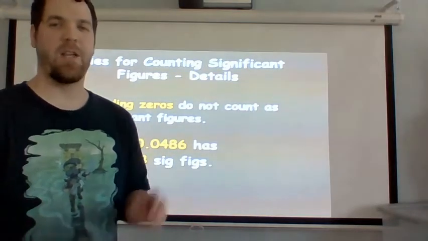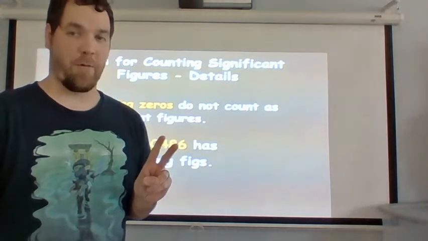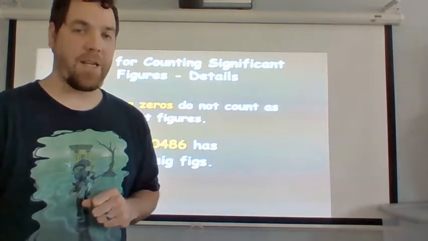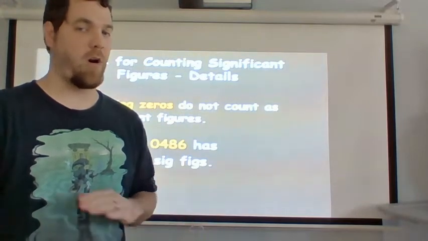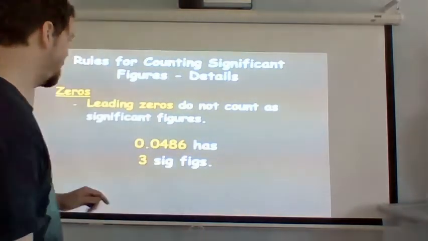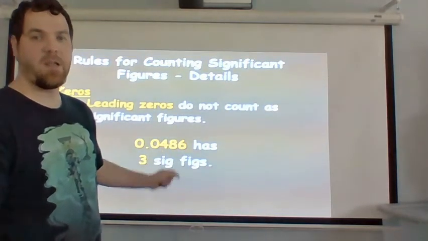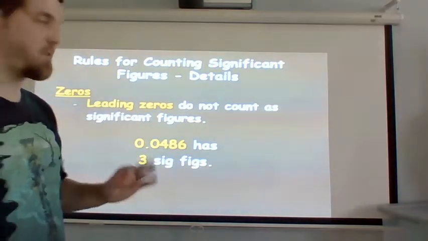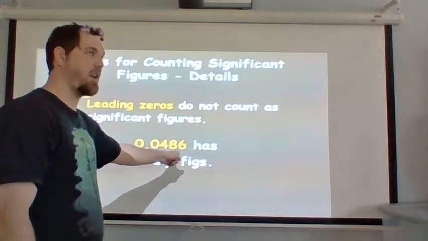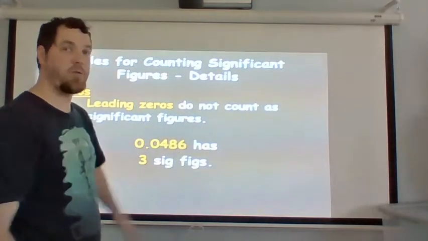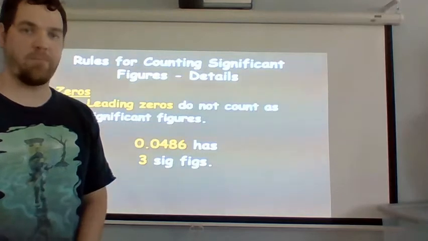Rule number 2, leading zeros do not count as significant. This means any zeros that are in front of a number are not significant. So this number, 0.0486, has only 3 Sig Figs, the 4, the 8, and the 6. The zeros do not count as significant.